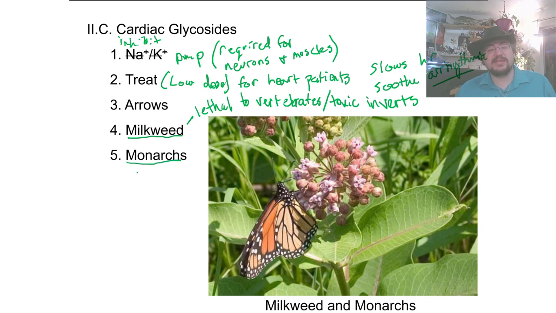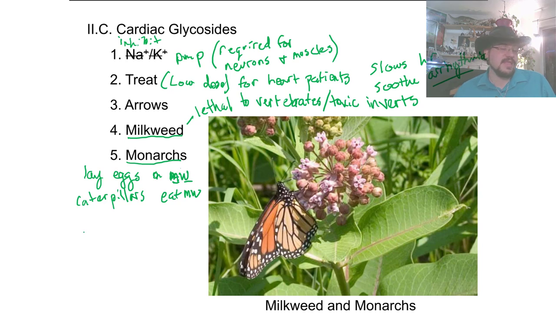The monarch butterflies, right, they lay eggs on milkweed. Milkweed, right? And then the caterpillars eat that milkweed. And then the caterpillars take in the cardiac glycosides and accumulate them as a defensive thing. They take those defensive cardiac glycosides and accumulate them in their own bodies.